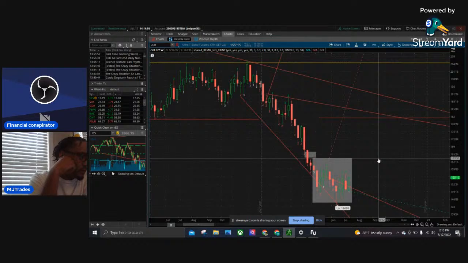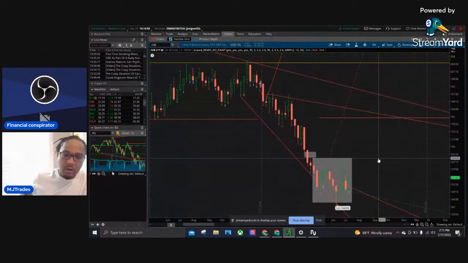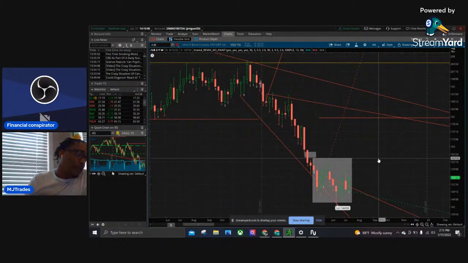Yeah, that's a clear long wick rejecting the downside, followed by a green doji candle, followed by a bullish engulfing candle. That's pretty clear to me. What that means for the market, because this is the ultra bond, the 30-year bond, is that the rate hikes are being priced into the market in real time, guys.